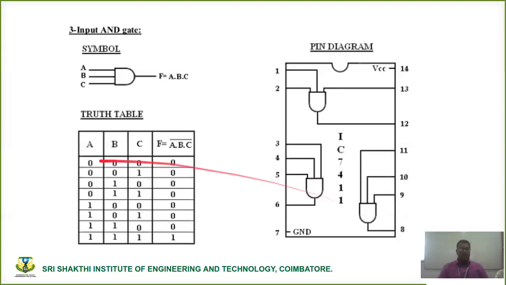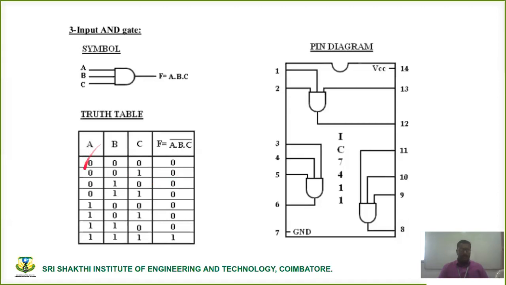So come to the truth table. The truth table will be A, B, C, right? A, B, C are the inputs. So if it is 0, 0, 0, my output is 0. So 0, 0, 1, my output is 0. 0, 1, 0, output is 0.